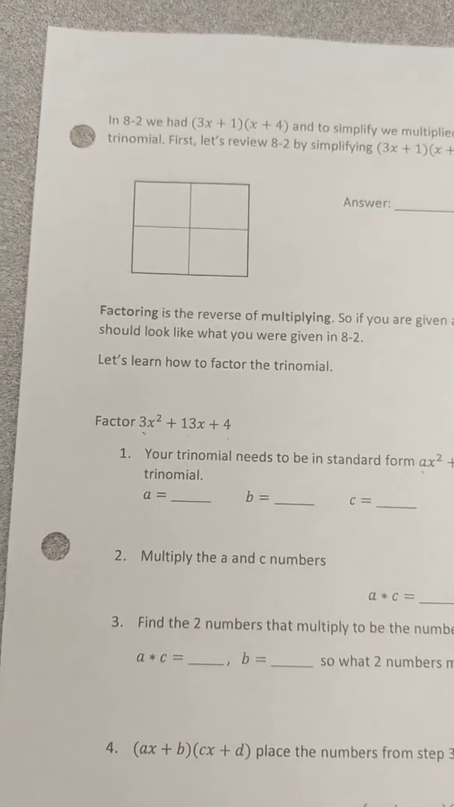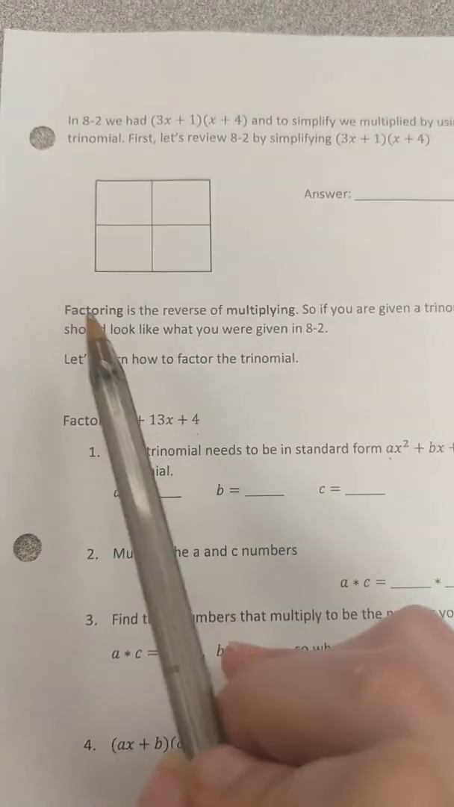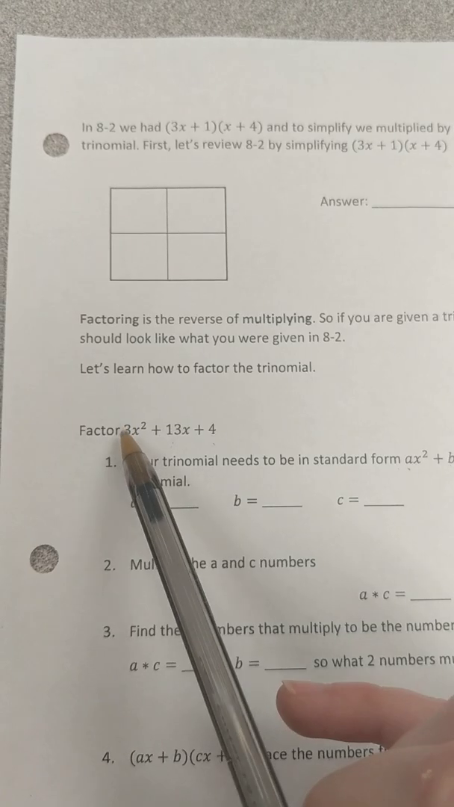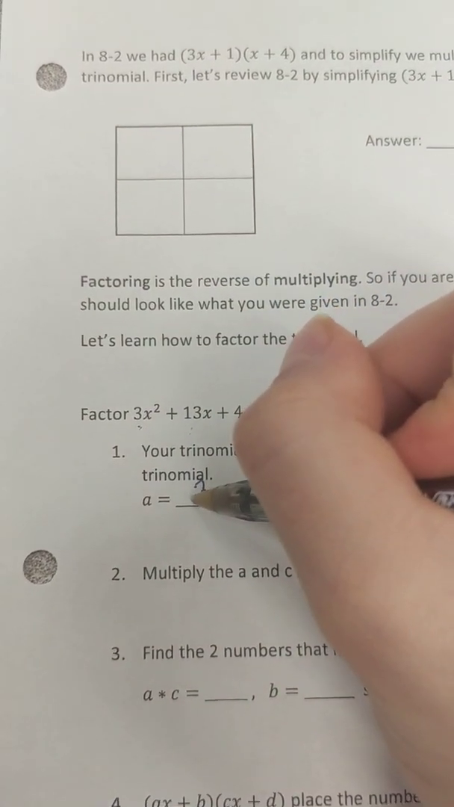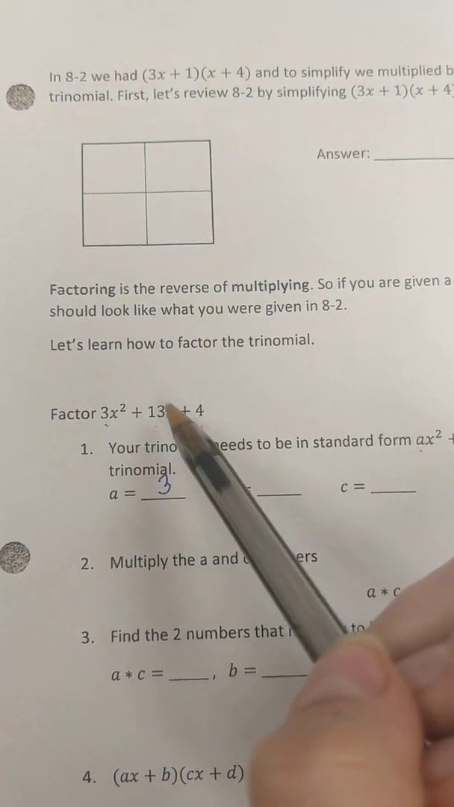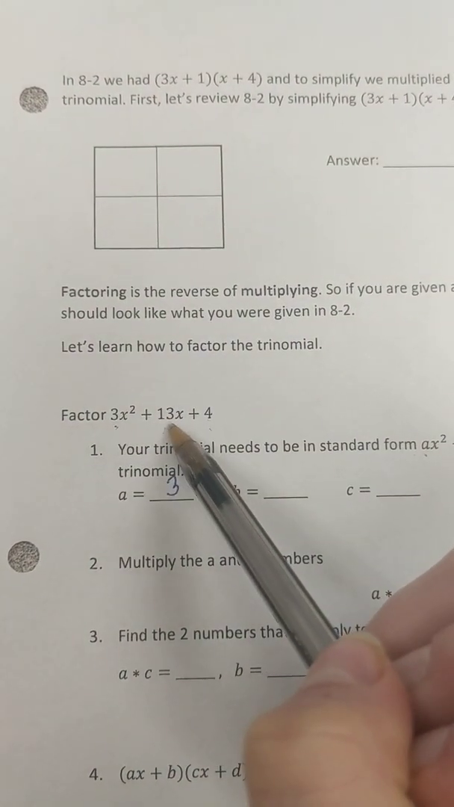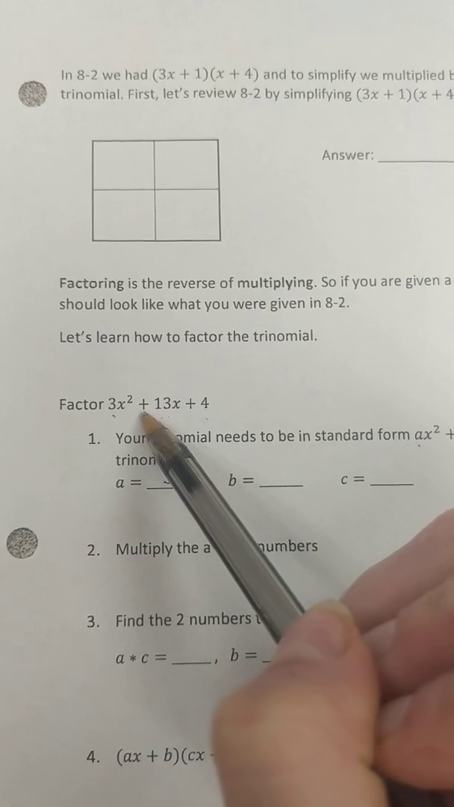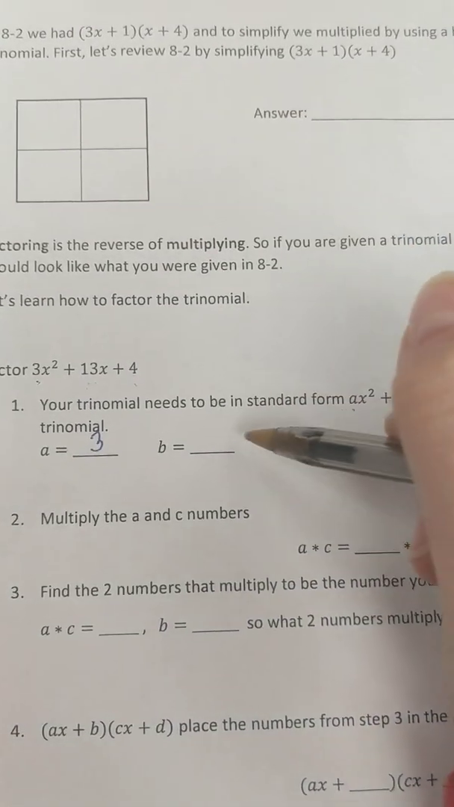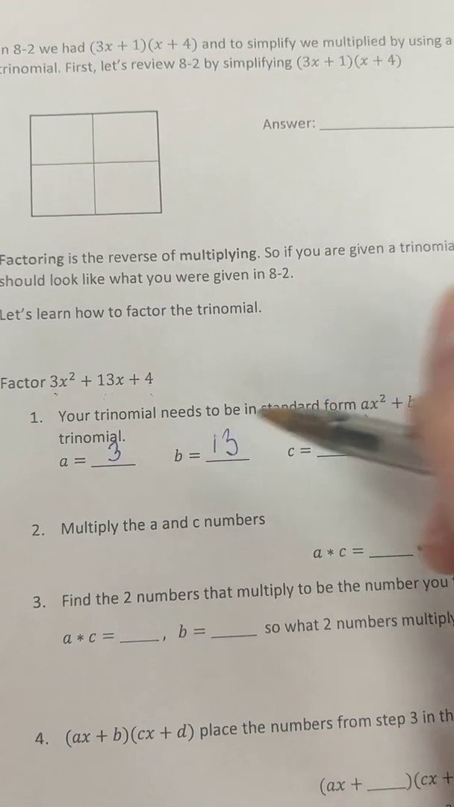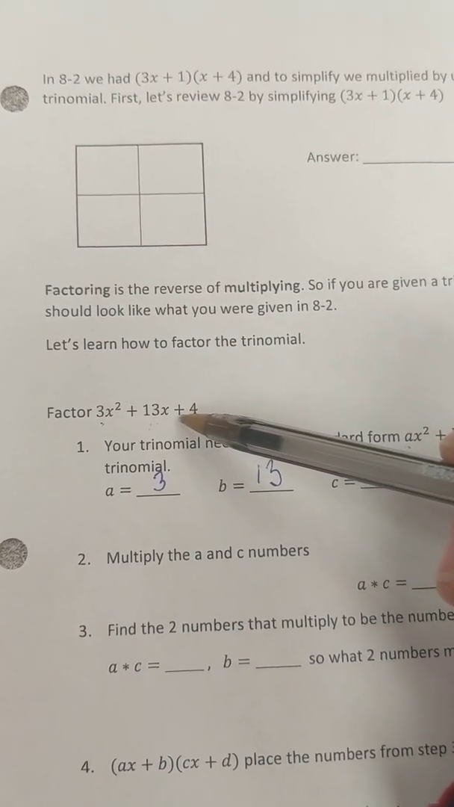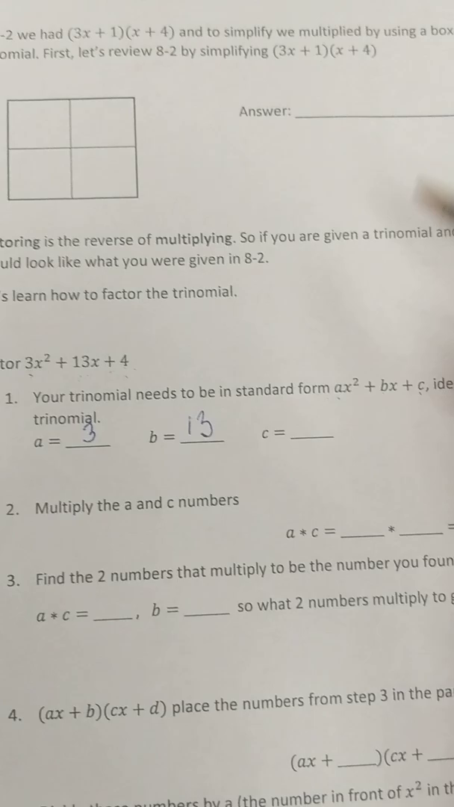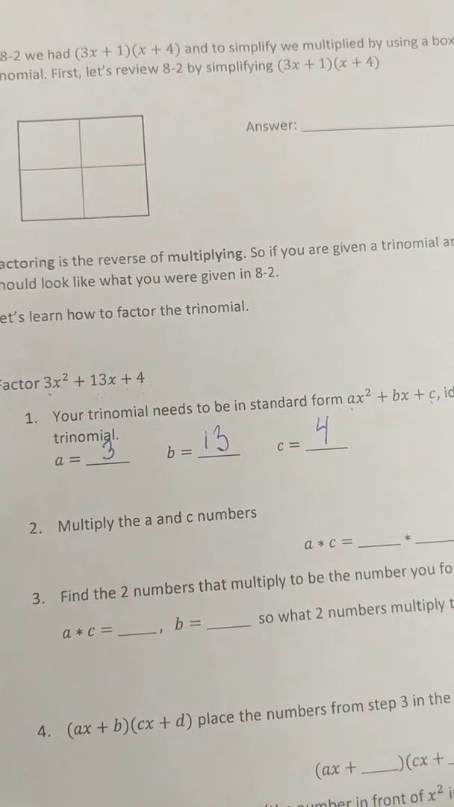You need to pay attention to negatives if you have a negative. Okay, so a is the number in front of x squared, which for us is 3. So we're going to say a equals 3. B is the number in front of x, which is a positive 13. So if this is a minus sign, it would be a negative, but positive 13. So b for us is 13. And c is your constant, which for us is a positive 4. Once again, if this said minus, you'd say a negative 4. So c for us is 4.